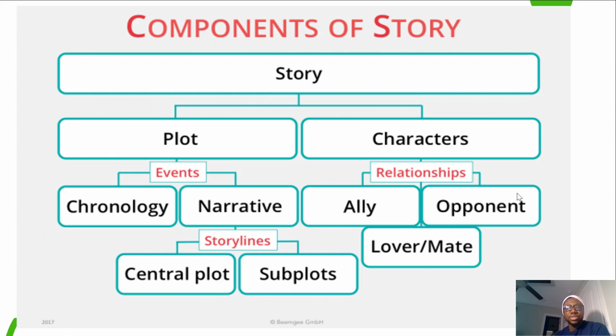And then we have central plot and subplot, but this is talking about a story that is big. Some of the stories that we create or write about are short stories, especially in education. We write short stories and they really don't have subplots because they're not very lengthy. So we have these plots, which, as I explained earlier, are the sequence of events, the narrative, how things happen from A to B to C and to D. So that's how the components work.